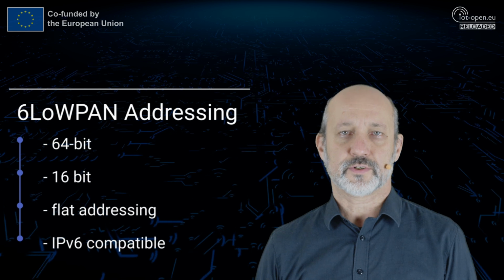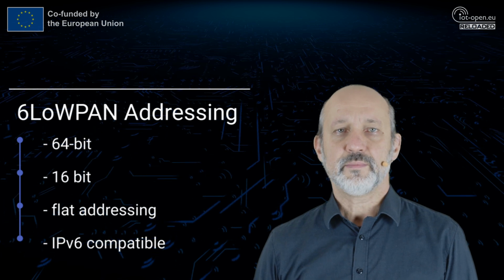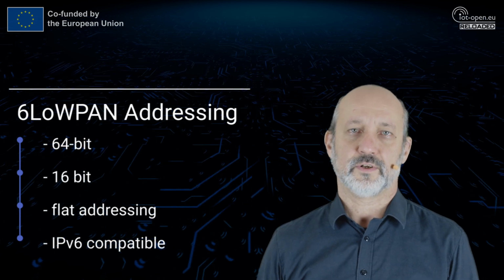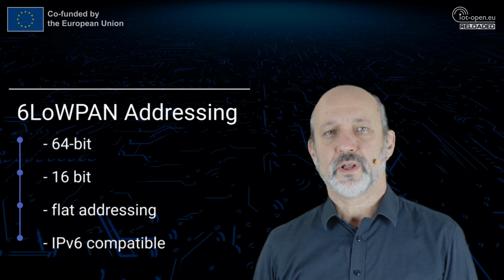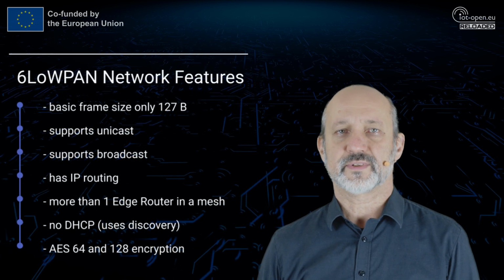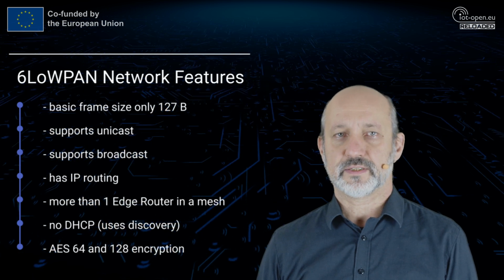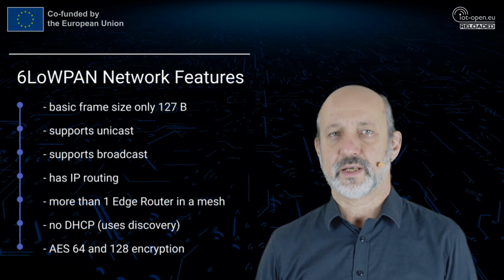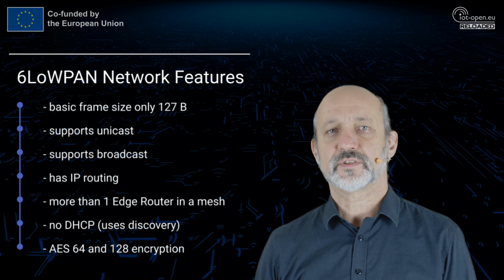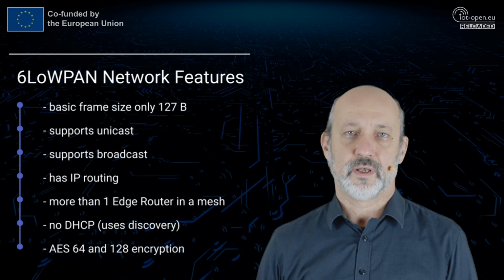6LoWPAN supports two addressing models, 64-bit and 16-bit. The former limits the number of devices connected to one network to 64,000 nodes. Notice that full IPv6 has 128-bit addressing scheme. The primary frame size is smaller than in full IPv6, being just 127 bytes compared to more than 1000 bytes. 6LoWPAN supports unicast and broadcast. It also supports IP routing and mesh networks which can have more than one edge router.